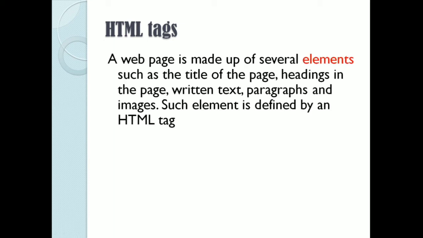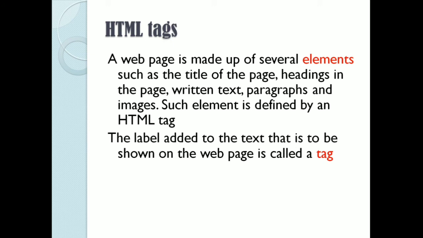Now let's discuss HTML tags. As we all know, a web page is made up of several elements such as the title of the page, headings in the page, written text, paragraphs, images, videos, audios, etc. And each element is defined by an HTML tag. HTML tag means the code which we are using in an HTML document is called an HTML tag. An HTML tag is nothing but a label added to the text that is to be shown in the web page. So how the appearance of the web page should be, that we can include in the HTML tag.